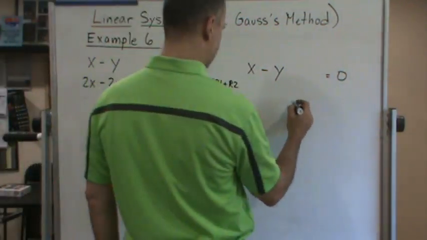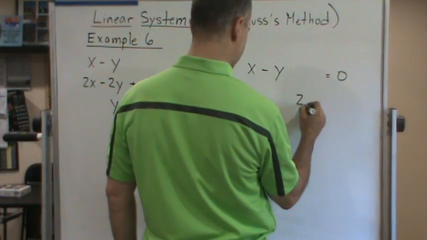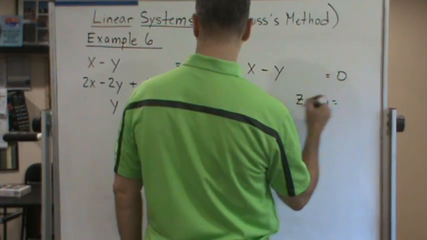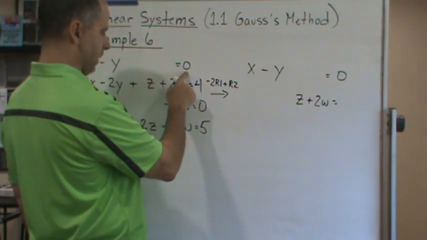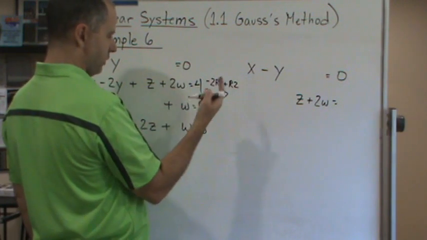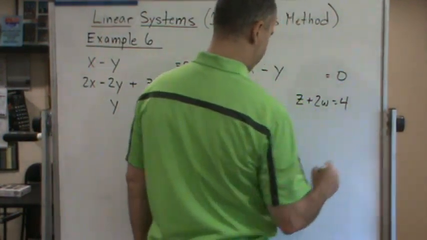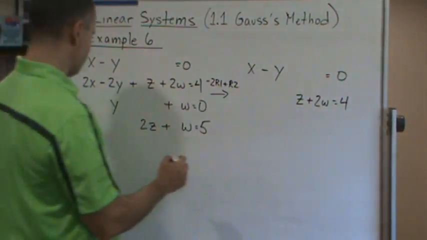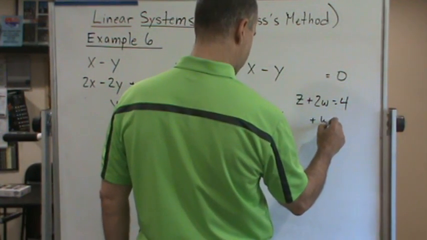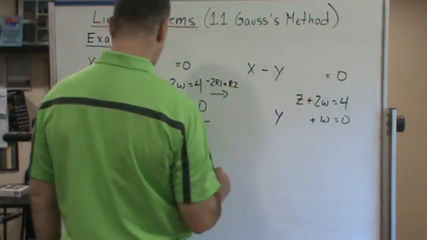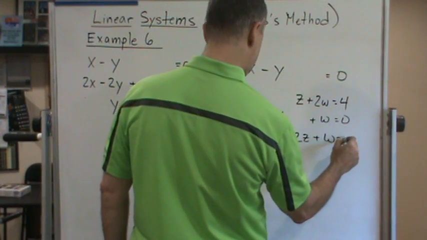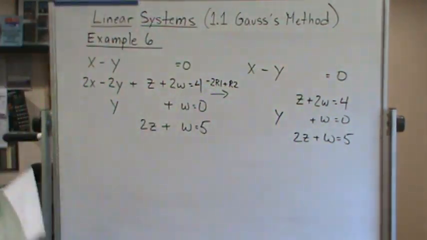So we're going to end up with z plus 2w equals, now here we got 0, so this is going to be unaffected. Because -2 times 0 is 0, that's going to still be 4. Now the rest of them we'll just copy. So we got y plus w equals 0, and then 2z plus w equals 5.